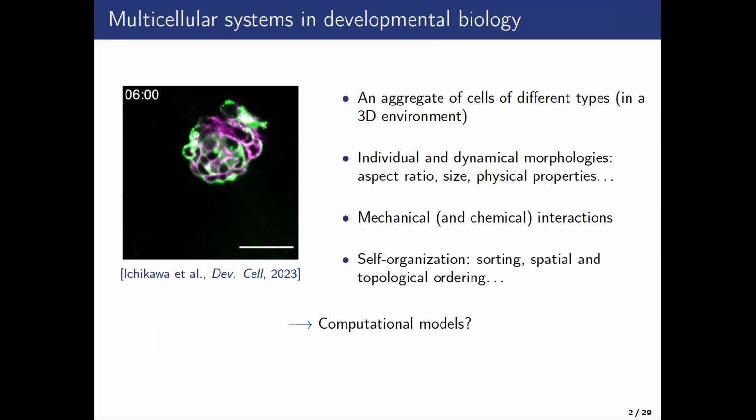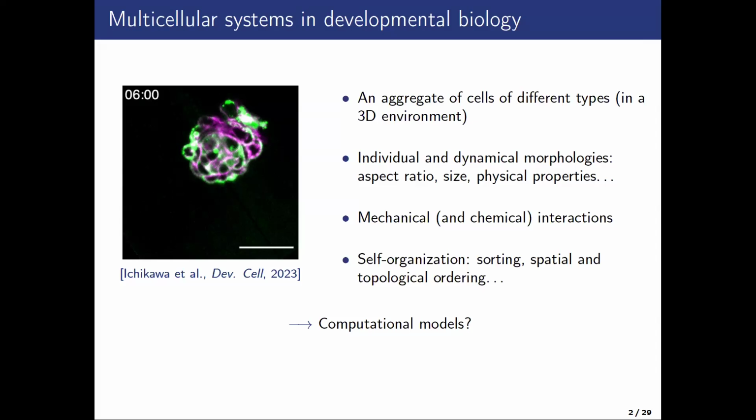So a multicellular system. Let's say just an aggregate of cells of different types, but in 3D, because development is typically in 3D. The examples are shown somewhere in 2D or 3D, depending. So all the cells have their own morphology, they have their own dynamics. They can be big, small, have different aspect ratios, they have different properties. They can be very hard cells or very soft cells.